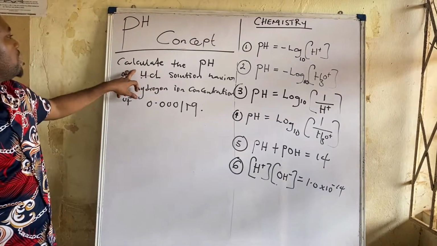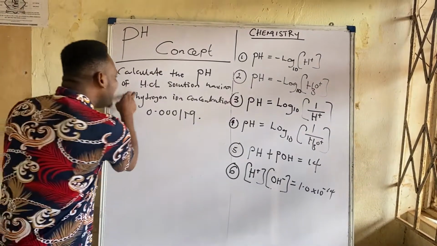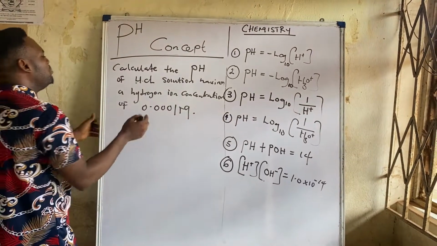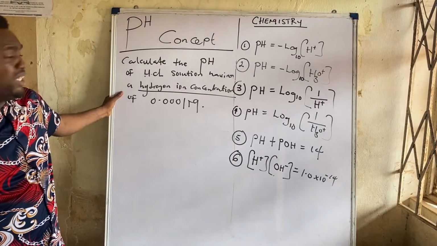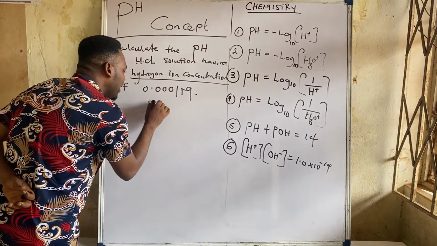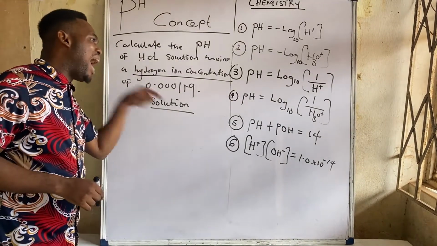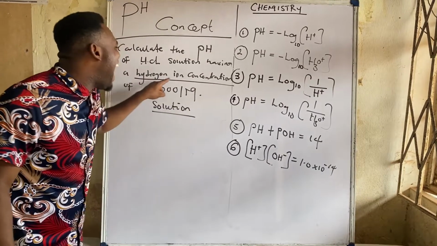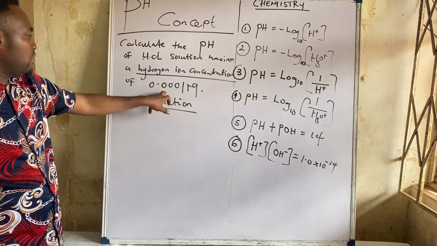This question says calculate the pH of HCl solution. More importantly, there's something I'm picking out from this question immediately. And what is that? That this question has given me my hydrogen ion concentration, and that's what is important to me. So the first thing I'm going to do for solution to this problem now, I can solve this direct. Why? Because the examiner said in the question, hydrogen ion concentration of this.